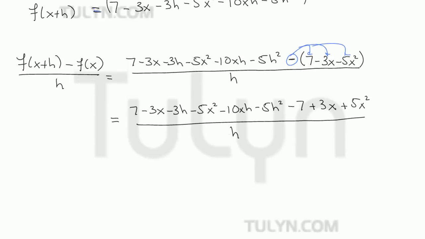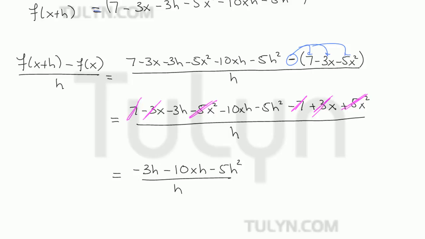So now let's see if there's anything we can possibly cancel out. And notice that there's a positive 7 and a negative 7. There's a negative 3x and a positive 3x, and when you combine all these, you're going to give you 0. And there's also a negative and positive 5x squared. So what's left over? I've got a minus 3h minus 10xh, and then minus 5h squared, all over h.